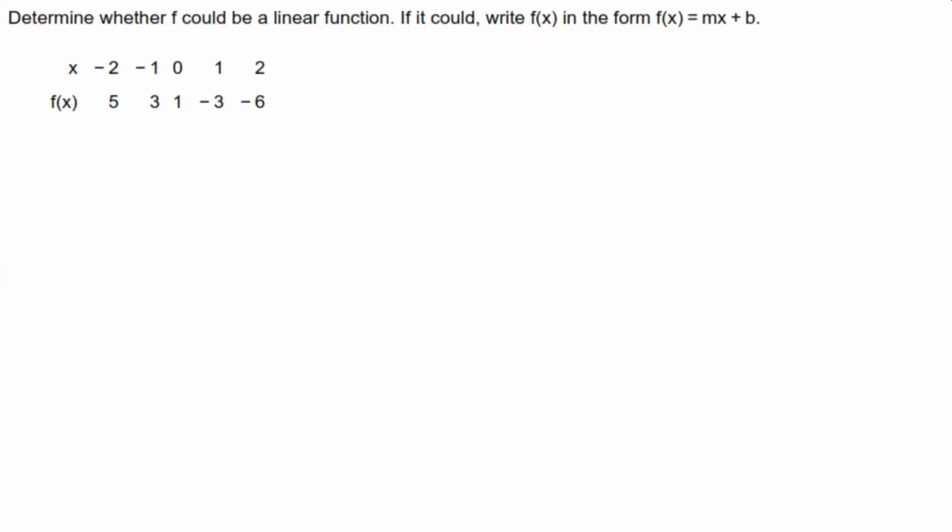All right, so here we're supposed to determine if this could be a linear function. Well, looking at it, it's hard to say. So you know what? Sometimes the best thing to do is just do a simple graph. It doesn't have to be exact, we're just getting close. So minus 2, 5.